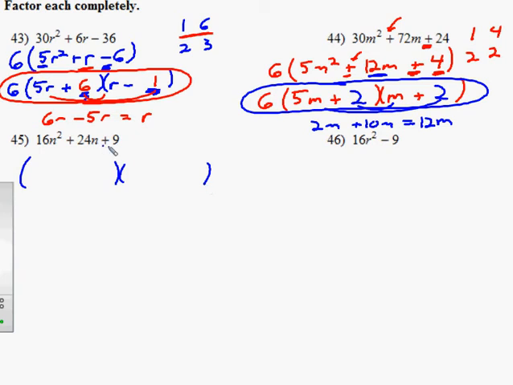We can look at our signs again. We have a plus, so we know we need the same sign, either a plus and a plus, or a minus and a minus. In this case, looking at this sign, we know we need a plus and a plus.